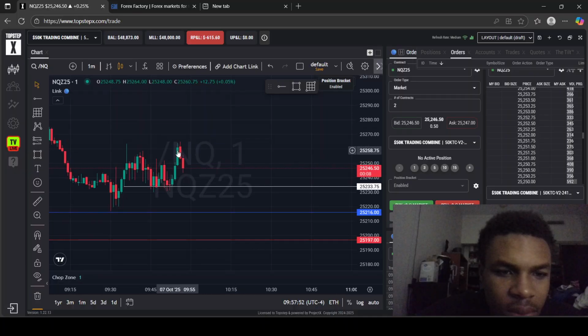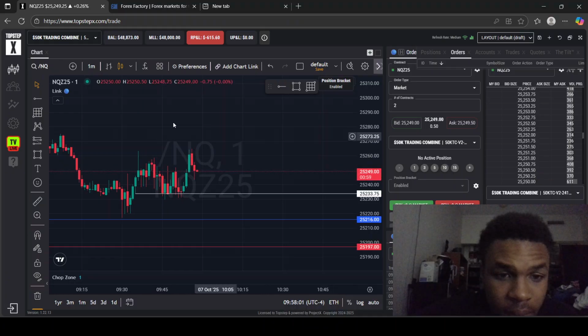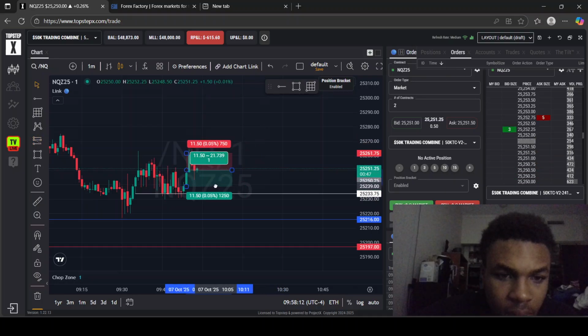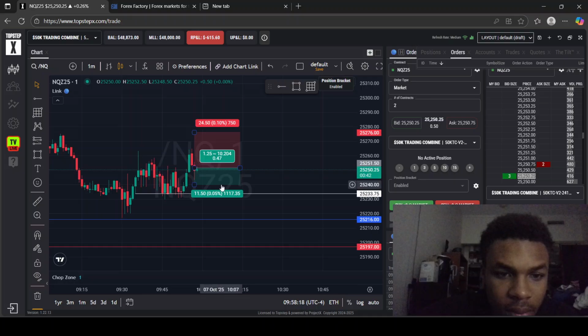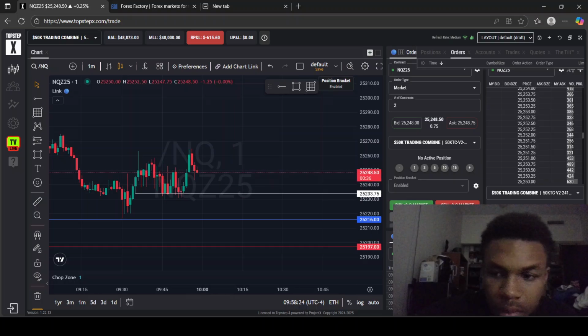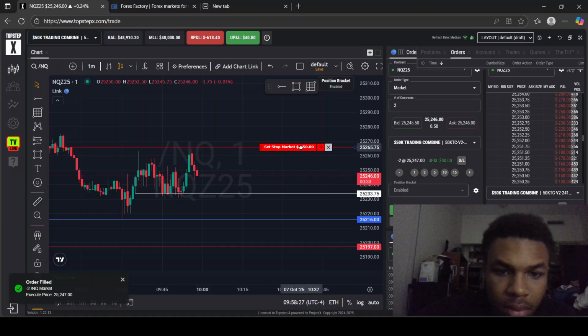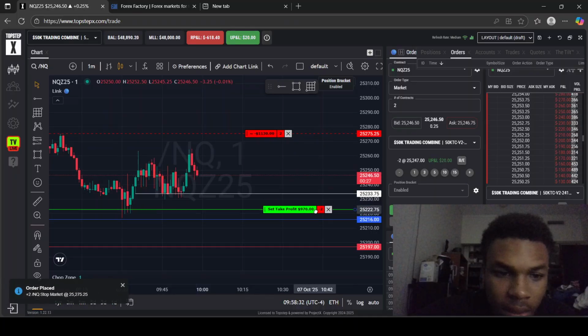Like, am I tripping? I could just bet the whole account right here. I mean, because I'm pretty confident in this move. I'm very confident in this move. It's pretty much the account right there.